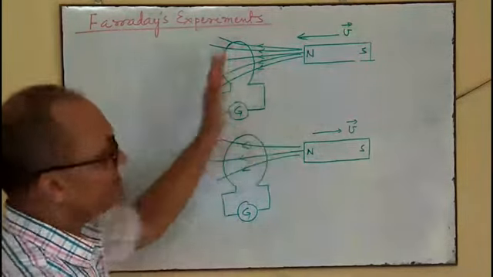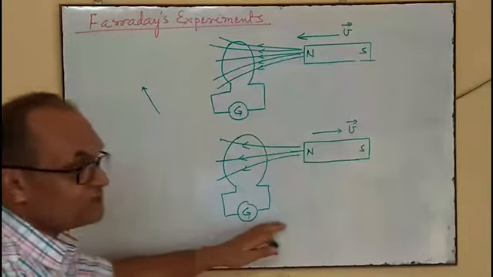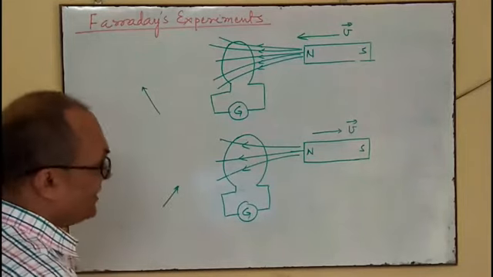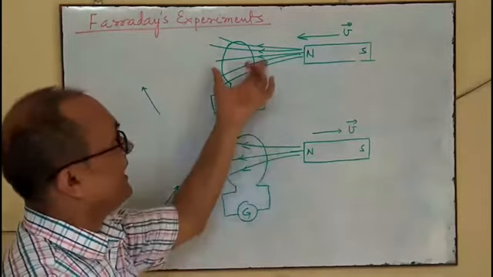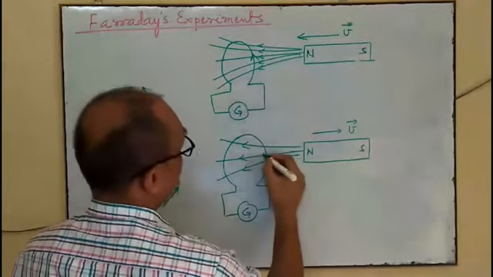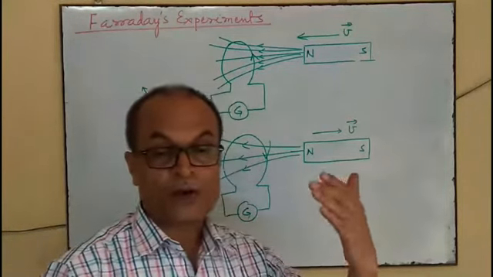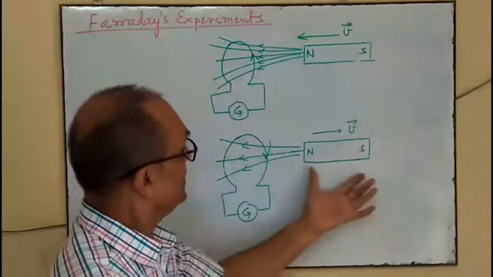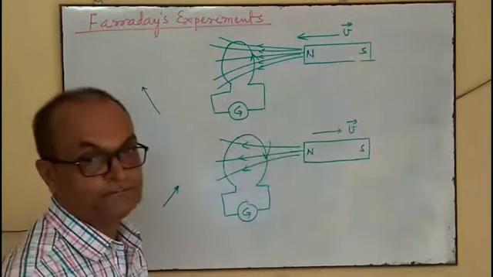If it is moved in this direction, suppose the deflection is in this direction, and when it moves away from the coil, we will see the deflection is in the opposite direction. So the direction of EMF produced in the coil is opposite. Current flows in this direction, then in the opposite direction. So when there is a motion between the coil and the magnet, a current is induced in the coil.